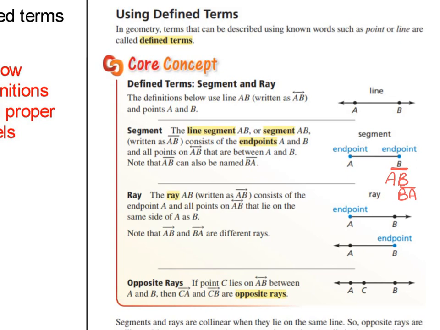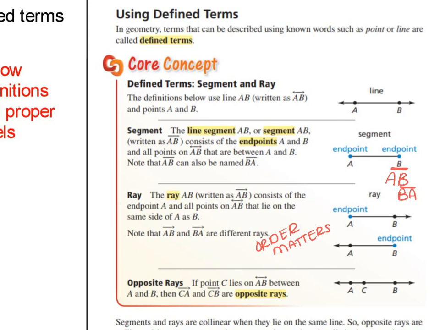Ray is very different, okay? With a ray, one of the most important things you need to remember is that order matters. Whereas we could reverse with our lines and our segments, we cannot do the same with our rays. Why? Because we could be talking about opposite rays, rays that are not the same at all.